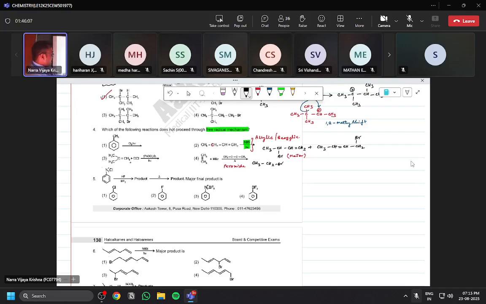Now, HCl in presence of peroxide. Kharasch effect or peroxide effect is only observed in HBr and peroxide. HF, HCl, HI: in these three cases, peroxide effect fails. Means in option 3, radical mechanism failed. Correct? Huh? Response, sir.